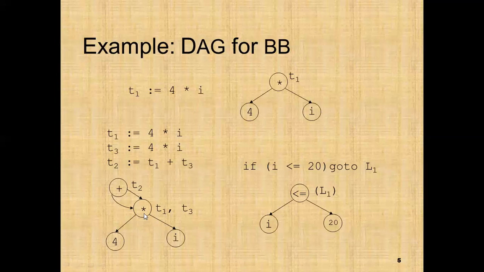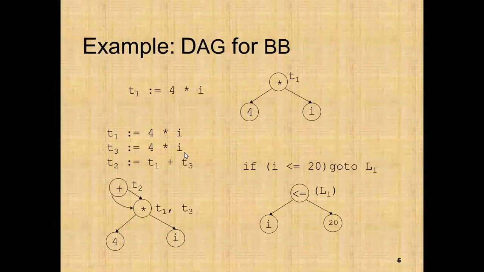Now here we can write T1, temporary variable 1. You can write different operator symbols inside the node. You can define different operator symbols involved in the statements. So T1 here, 4 star I. Now come again, T3 is equal to 4 star I. There is a repetition here. Now we can write T1 comma T3 because this expression is the same, 4 star I for both, a common sub expression.